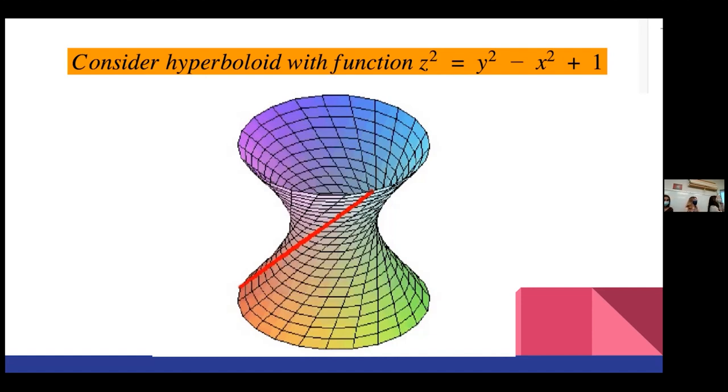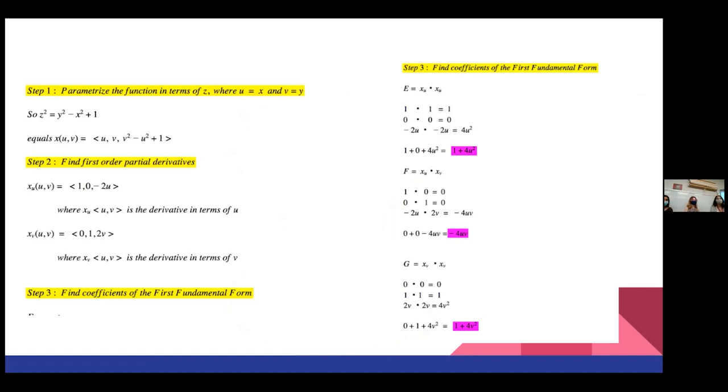So in this case, our hyperboloid has a function of z squared equals y squared minus x squared plus 1. And the curvature formula consists of the coefficients of something called the first fundamental form, represented by uppercase E, F, and G. And to find E, F, and G, we first have to parameterize our function.